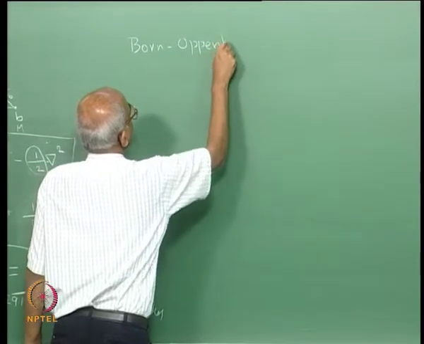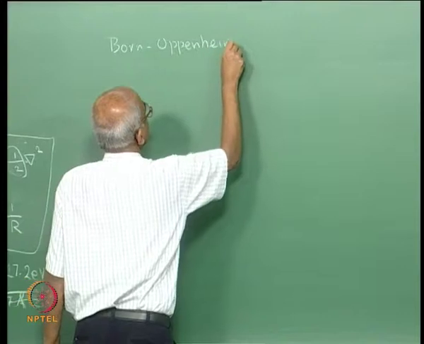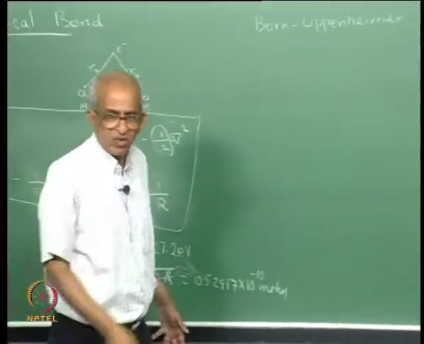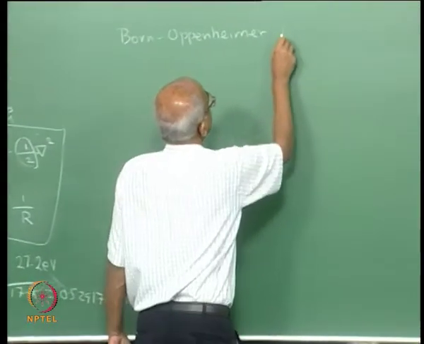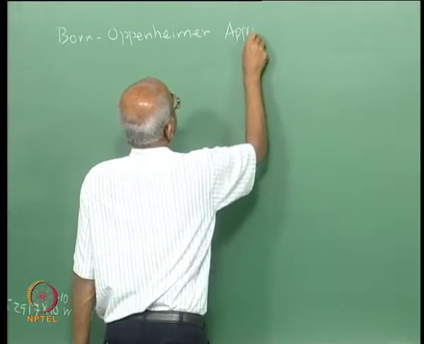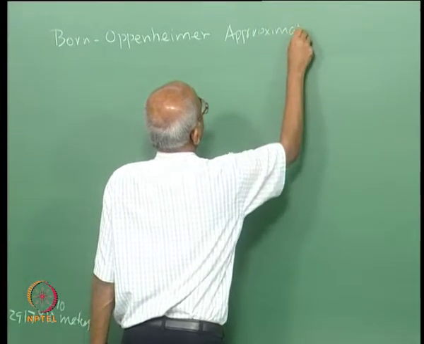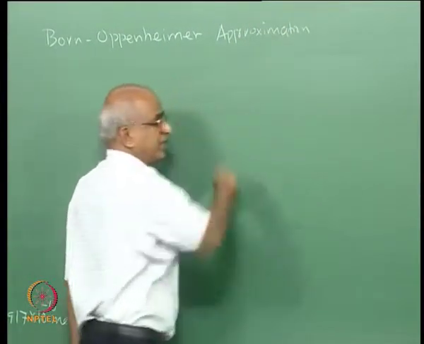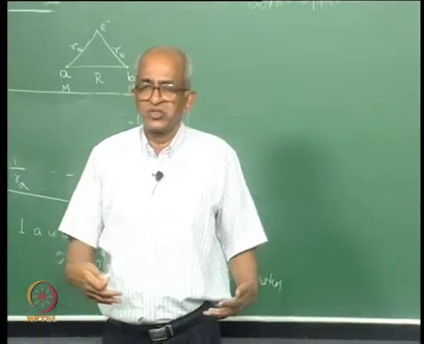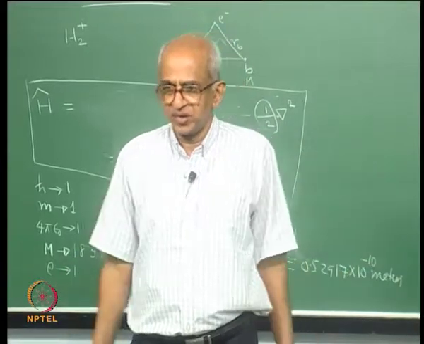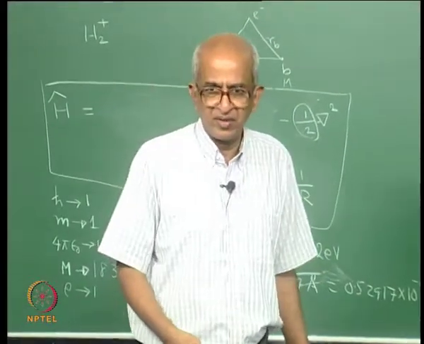But I am not going to describe the mathematics of this, but I have given you the physical idea behind it. Born-Oppenheimer approximation. So what is the approximation? You see, nuclear motion is very slow, and therefore electrons are able to adjust to the instantaneous positions of the nuclei, even when the nuclei are moving. That is essentially what it says.